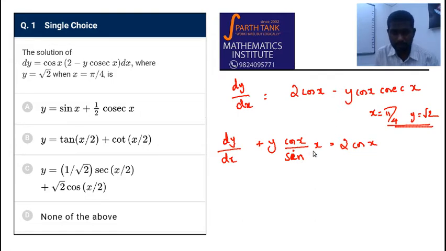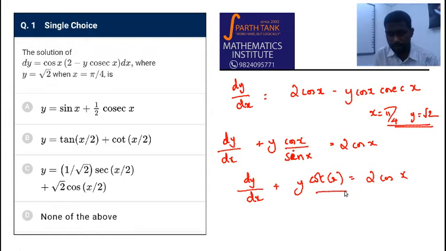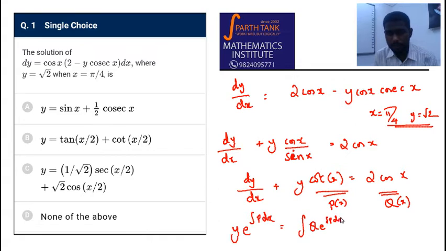Therefore, this equation is of the form dy by dx. Let us write it one more step simpler: dy by dx plus y cot x is 2 cos x. So this is like p and this is like q. You know, right? dy by dx plus p of x into y is equal to q of x. This can be solved as y into e power integral p dx is equal to integral of q e power integral p dx, where this integrating factor is e to the power integral p dx.